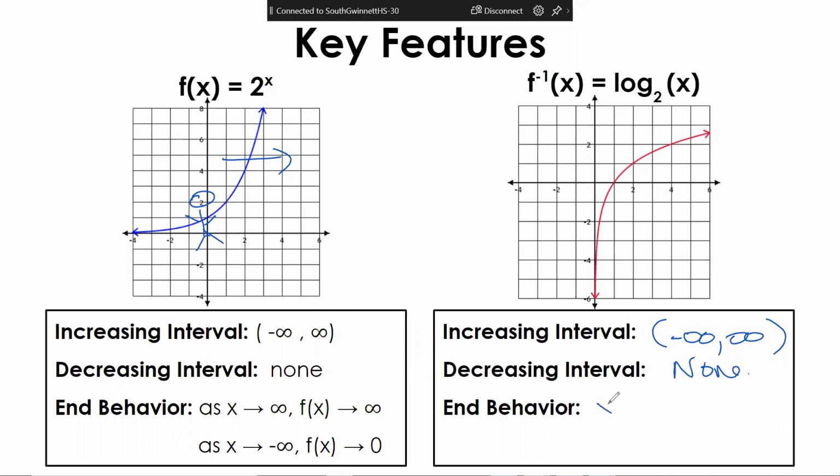But watch what happened. As x is approaching positive infinity, your y's are also approaching positive infinity. So as we're going over to the right, our y's are going up. And then as x is approaching, this is the weird part, 0 from the right-hand side, your y's are approaching negative infinity. Basically what's happening is between here and here, we're switching these pieces. And that gives you the end behavior for the inverse.